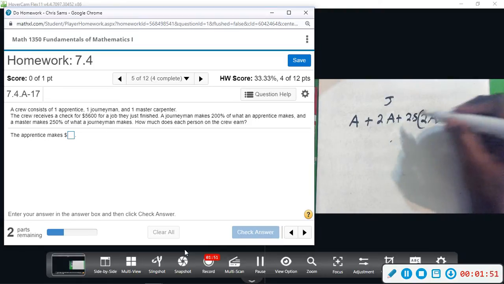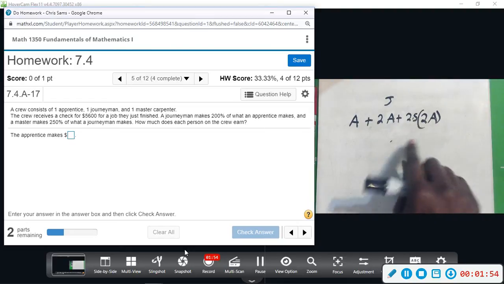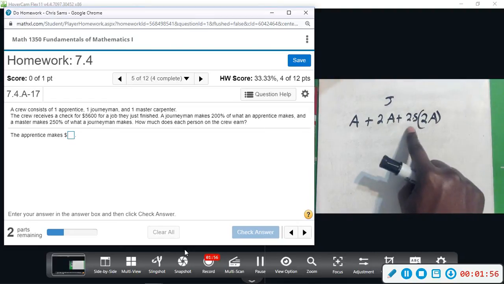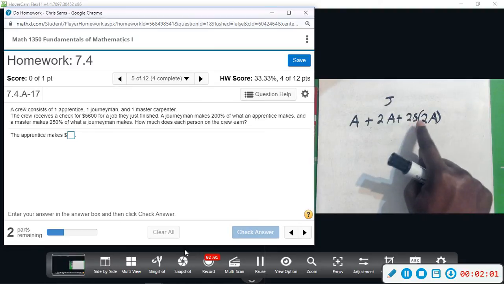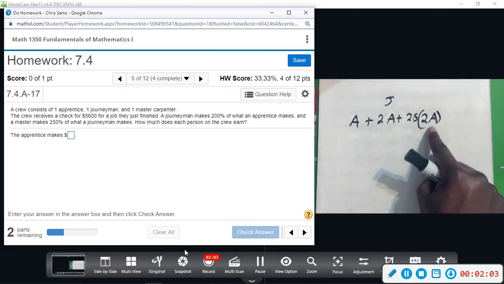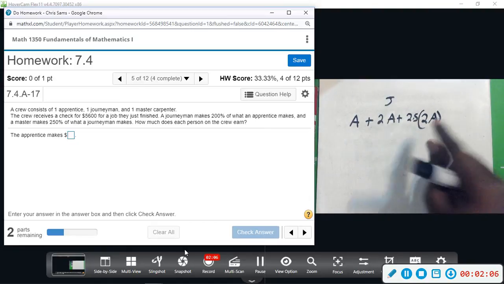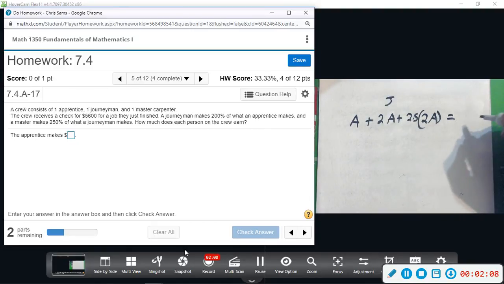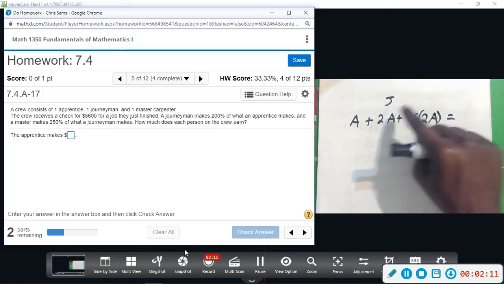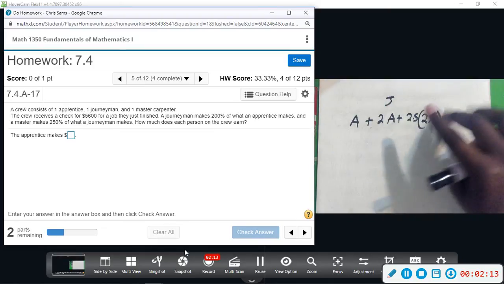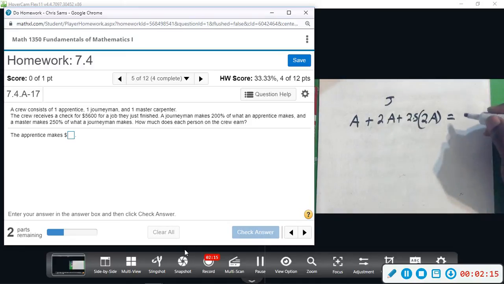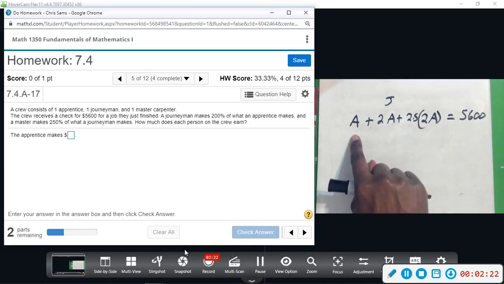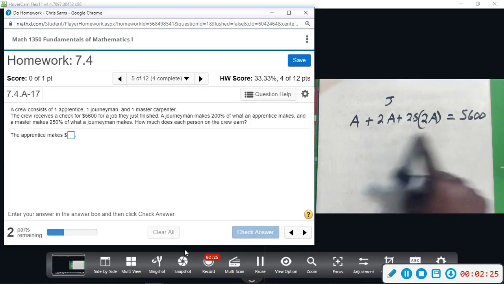2.5. Alright, so this is what I would recommend. You're going to take those percentages and convert them into decimals, and then I'm writing it as A because I want to have one equation so I can solve it with one variable. Because when you start putting J for journeyman, M for master, you got different things, and we have to relate them somehow to solve this. So altogether, this amount of money is $5,600.